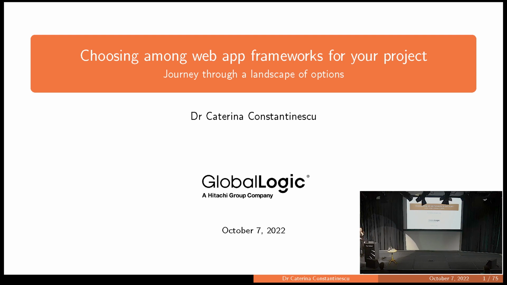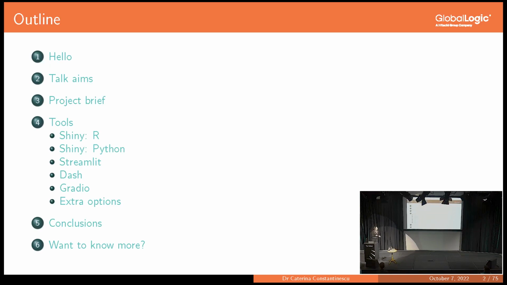I will be telling you a few things today about how to go about choosing a web app for your project. Basically, I'll kick things off with a brief hello from both myself and Global Logic. I will mention a few things about what I aim for with this talk today. After that, we're going to dive into some details of almost a pretext that we're going to use to display a variety of tools, such as Shiny in both R and Python, and then a variety of Python tools, after which we'll wrap up with some broad conclusions, and I'll leave you with a blog post that you might want to explore if you want to know more.